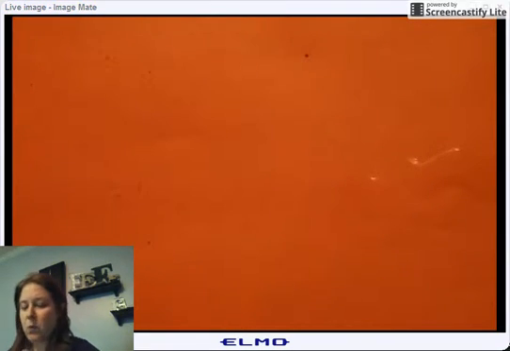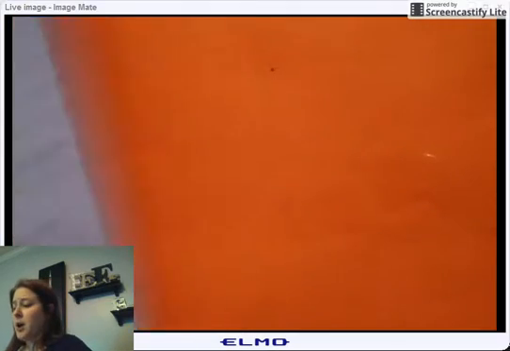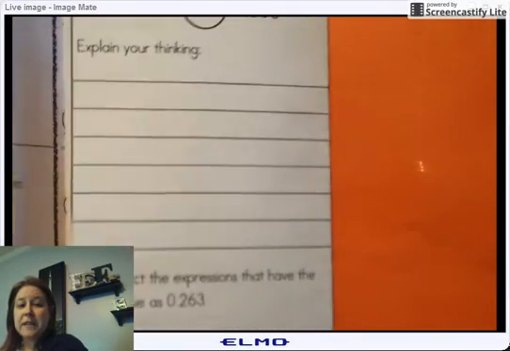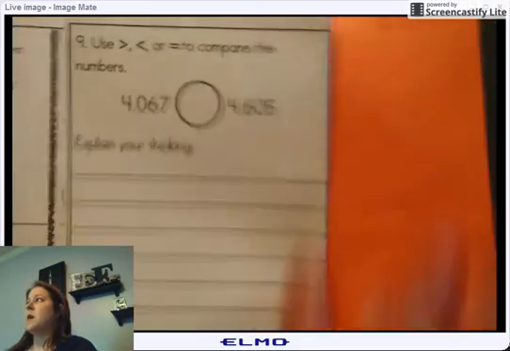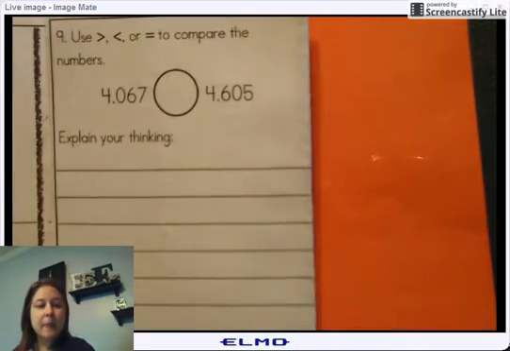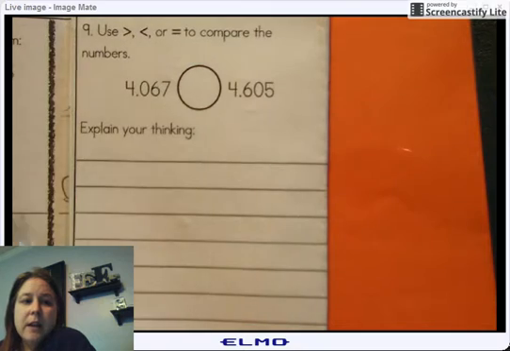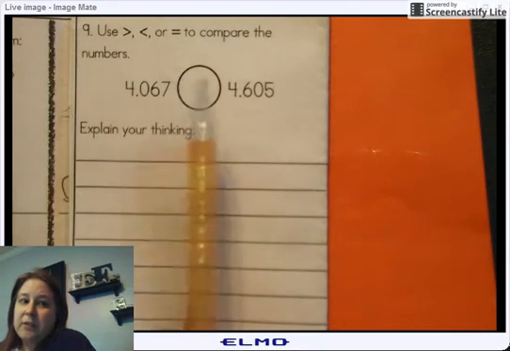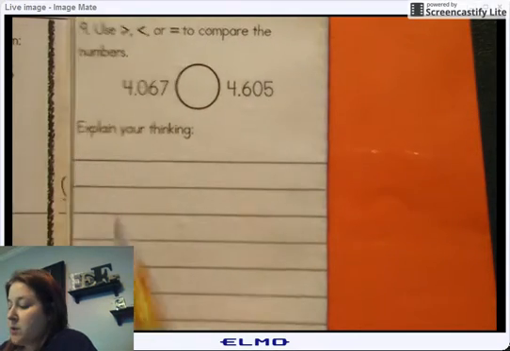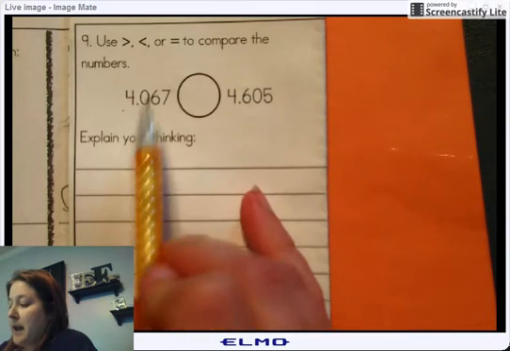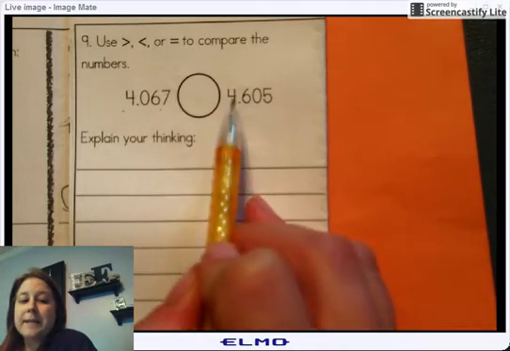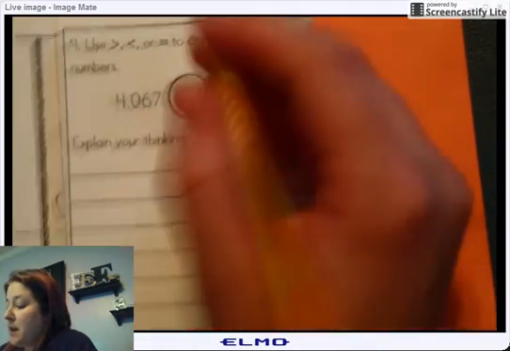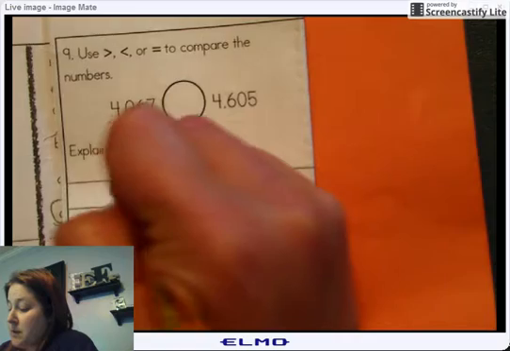Okay, we're going to finish our brochure here for MBT3, and then we're going to look at MBT4 because that's also another review standard with rounding. So use the arrows or equal sign to compare the numbers. So once again, you have 4 and 67 thousandths, or 4 and 605. For me, you can line up your decimals here.